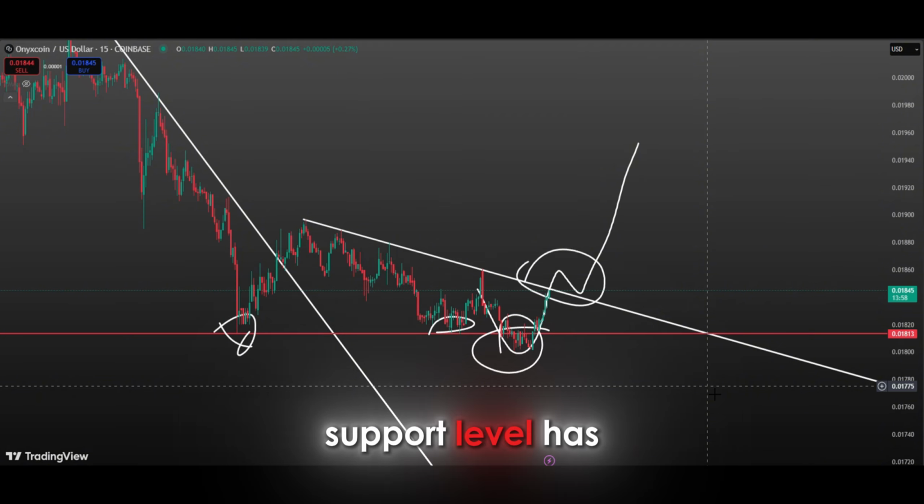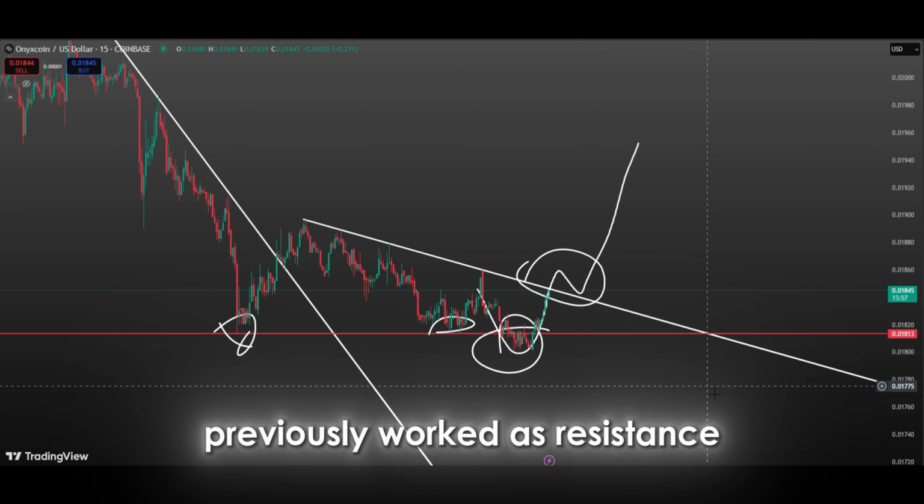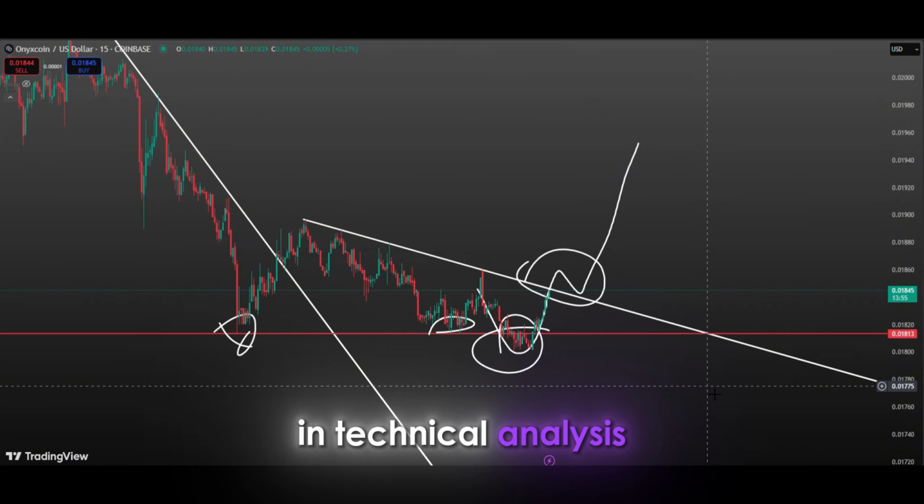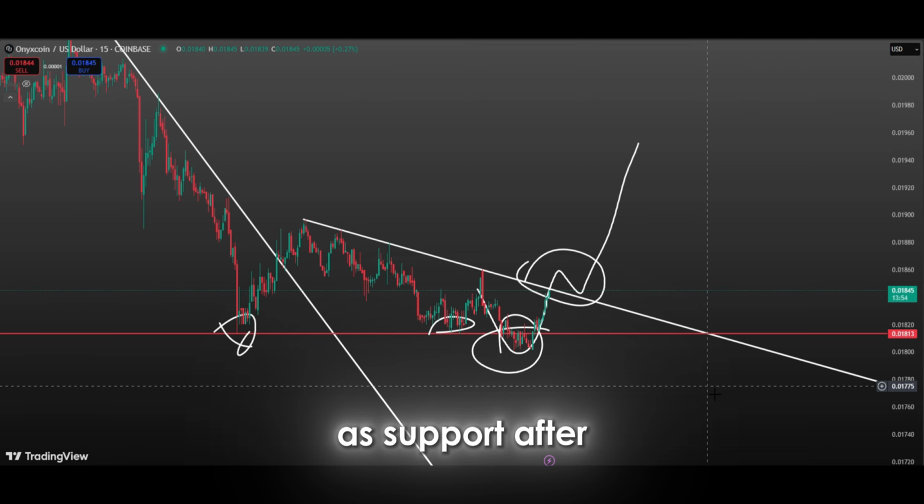The fact that this support level has previously worked as resistance makes this structure even more meaningful. In what is known as a role reversal in technical analysis, levels that previously served as resistance begin to work as support after they are broken.